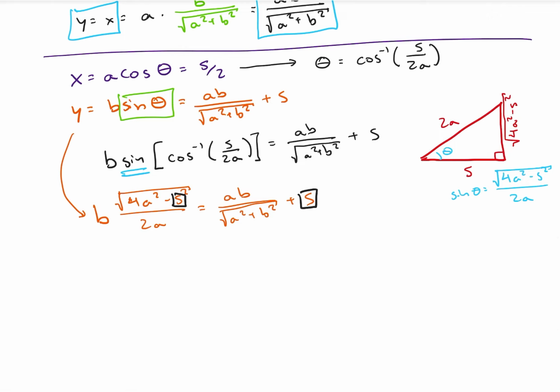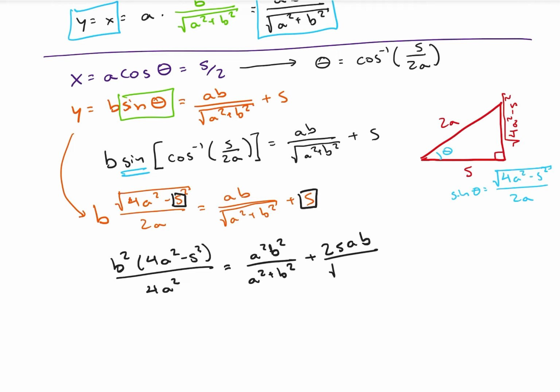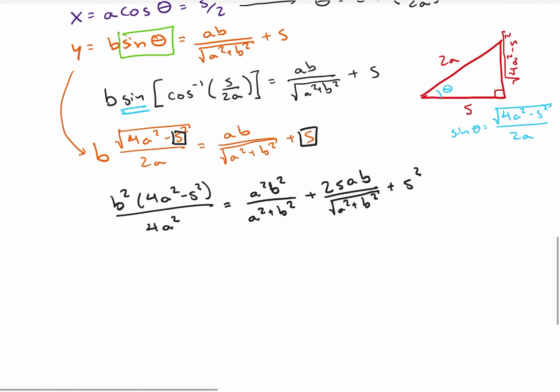So if we square both sides, we're going to get b squared times (4a squared minus s squared) divided by 4a squared is equal to a squared b squared divided by a squared plus b squared, plus 2sab divided by the square root of a squared plus b squared, plus s squared. Okay, so we're going to have to simplify this and rearrange a little bit. So let's go ahead and do that.